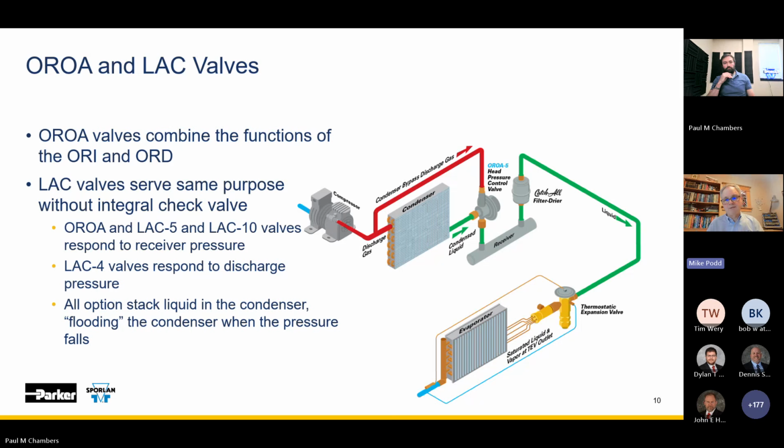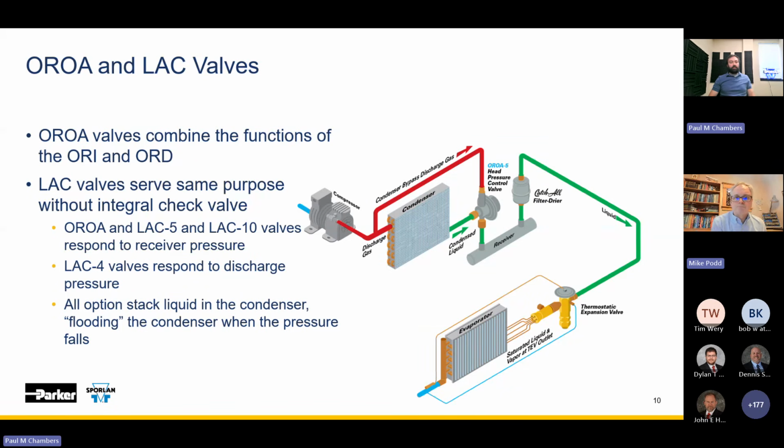The LAC 5 and 10, like an OROA valve, react to the receiver pressure. As the receiver pressure drops, it then would start to restrict flow from the condenser. So in both cases, they're all trying to restrict flow from the condenser. Every one of these, to function properly, requires the additional refrigerant to flood the condenser. The valves alone won't do the job. That additional refrigerant is required to make these valves function.